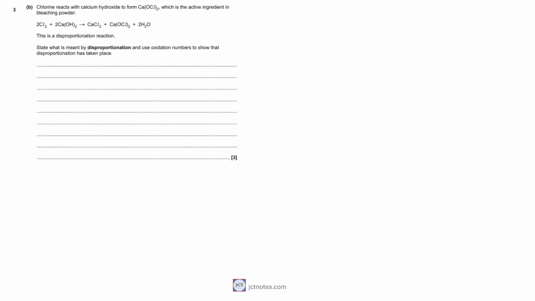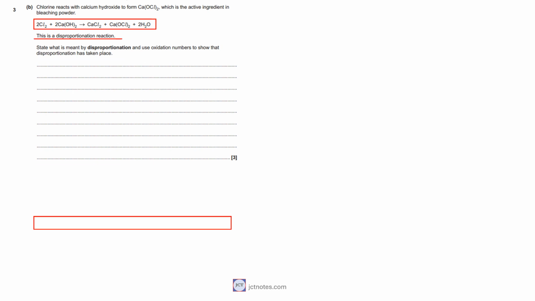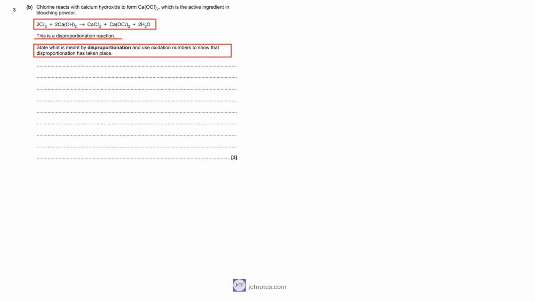In part B of question 3, we have the reaction of chlorine reacting with calcium hydroxide to form calcium hypochlorite, CaOCl2, and calcium chloride. We have the statement that this is a disproportionation reaction, and we are asked to state what is meant by disproportionation and use oxidation numbers to show that disproportionation has taken place.